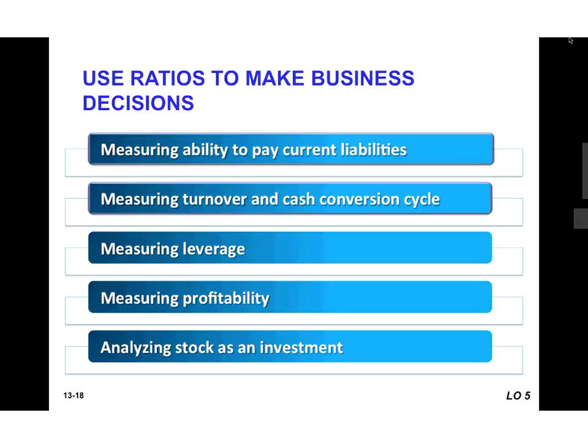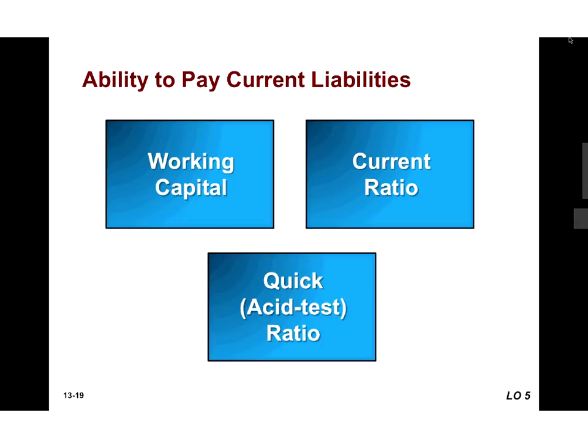On the exam reference sheet, I would urge you to download it from Blackboard. It will give you the formulas for all the ratios, so you don't have to memorize them. You do, however, have to know which groups they fall in. So the first group, we're going to go through all 5 groups today. The first one, measuring the ability to pay current liabilities. This is also known as liquidity to some extent, measuring our liquidity. Can we pay our current bills?